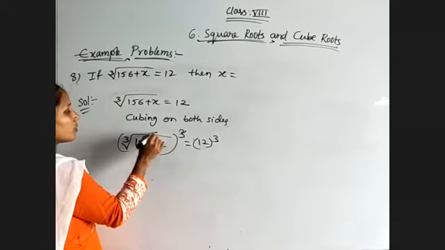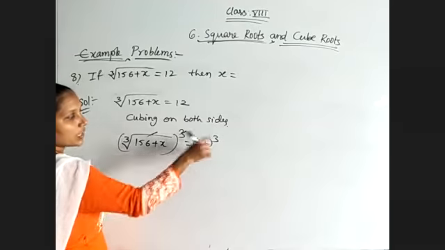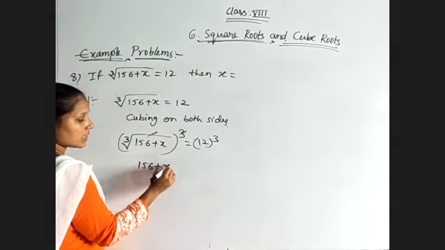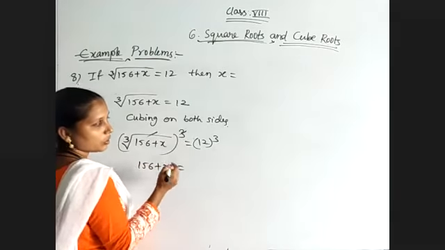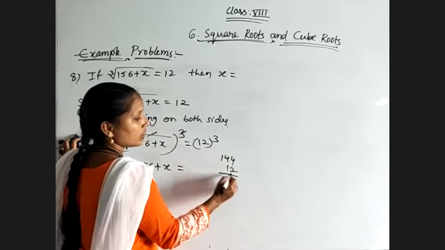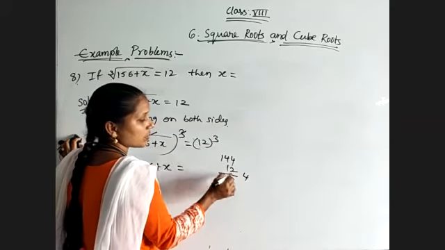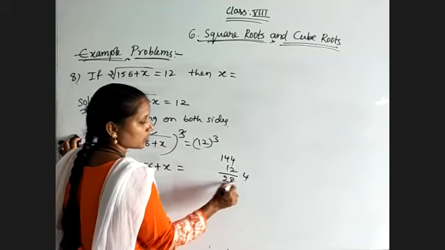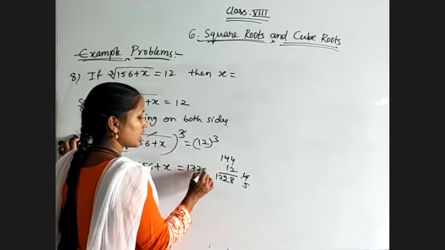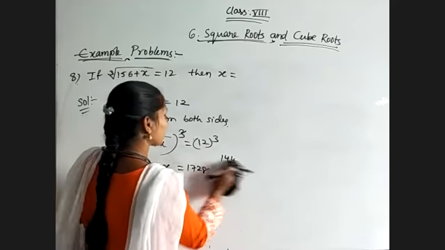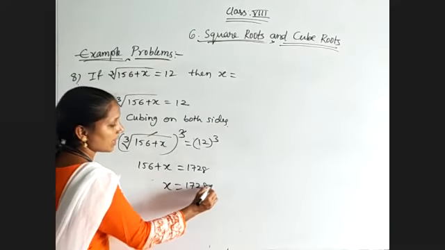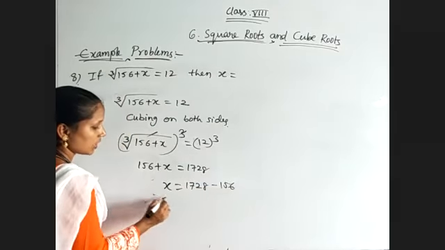Then the cube and cube root will get cancelled, and what will be the value of 12 cube? 156 plus x is remaining on the left side, and 12 cube will be equal to 12 12s are 144, 144 into 12. 12 fours are 48, 12 fours are 48 plus 4 is 52, 12 ones are 12 plus 5 is 17, so 1728. And then x will be equal to 1728 minus 156.